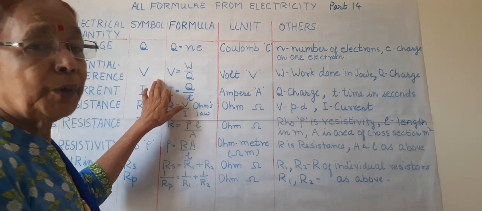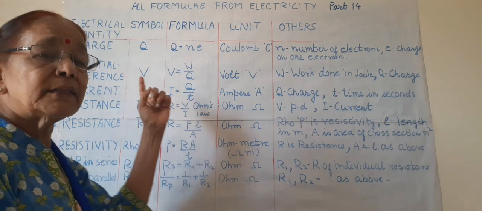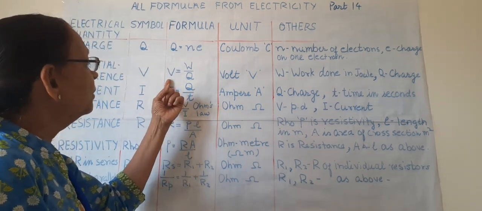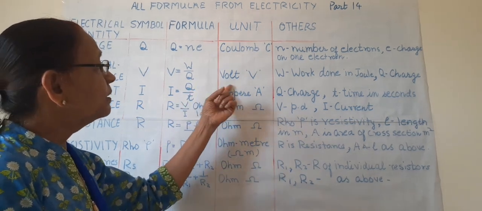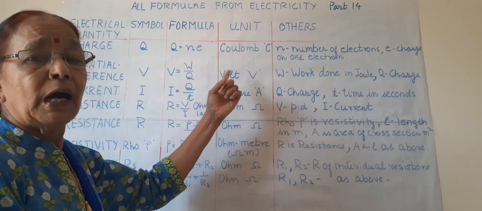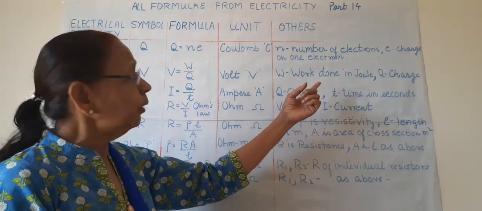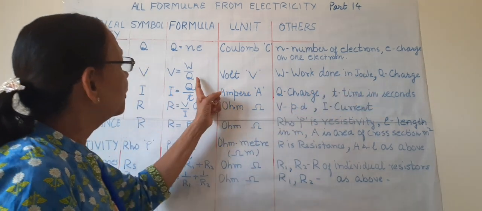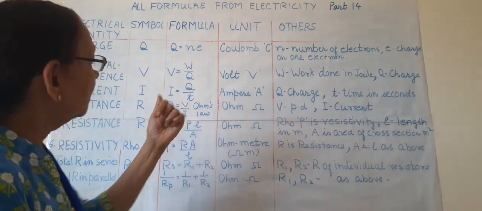Second is potential difference, which we denote by V. This can also be known as voltage or potential difference. The formula is W upon Q, where the unit of V is volt, after the name of the scientist. W is work done in joule, this is the unit of work, and Q is charge in coulomb. So this is the second formula.